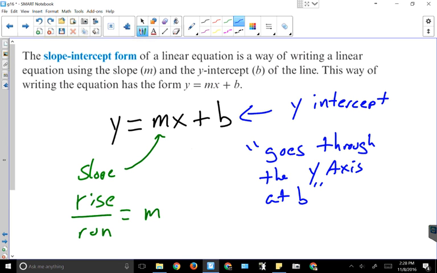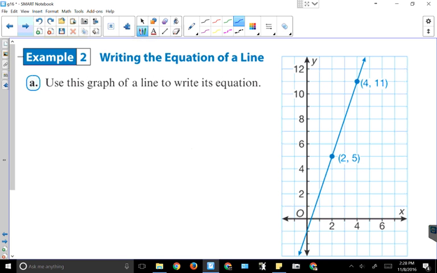So, let's give this a whirl. I want to write the equation of this line. So, if I'm going to write the equation of any line, I need to have y is equal to mx plus b. I've got to identify those things. Now, do I see enough information to identify slope?